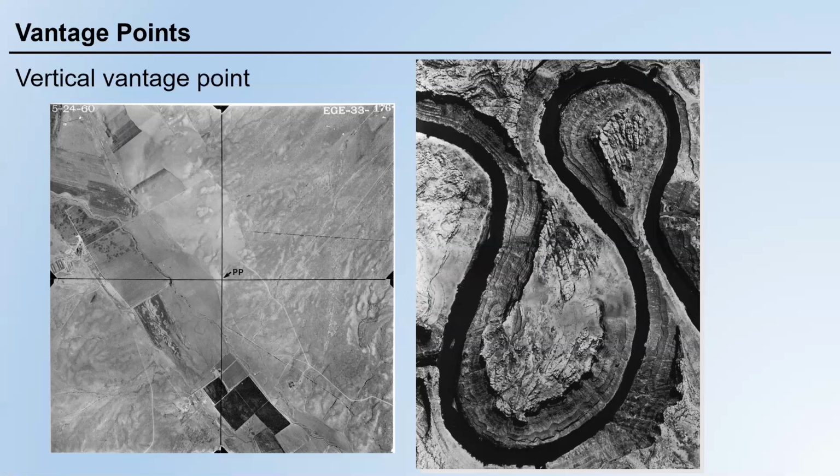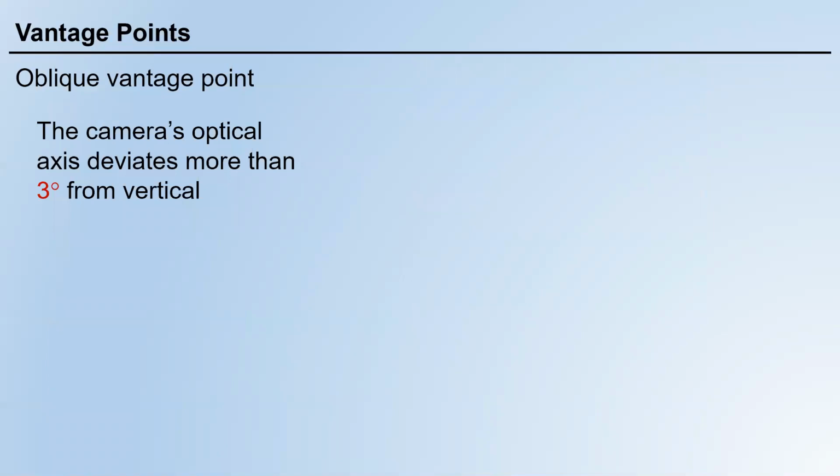On the right side we have another example showing you vertical vantage point. There are no reference lines for this photo, but it's somewhere in the center. And you can see that both these photos were taken when the plane was right above this area. So the camera was looking down vertically. And we can also define oblique vantage point.